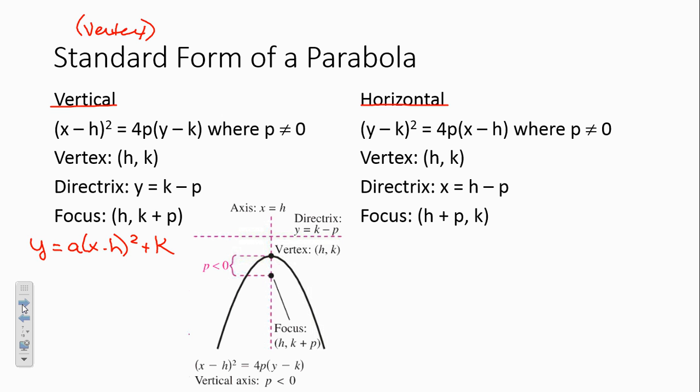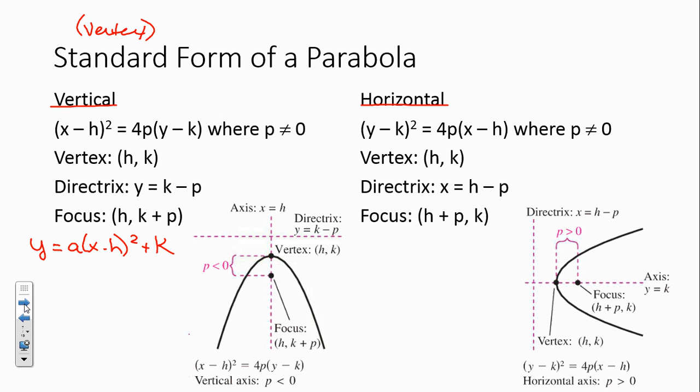So it will look like this if p is positive, opening to the right. What would make it open to the left? p is negative.